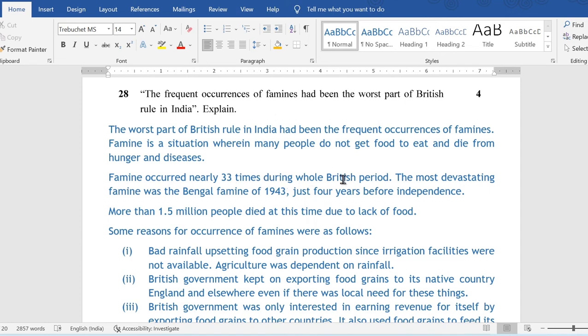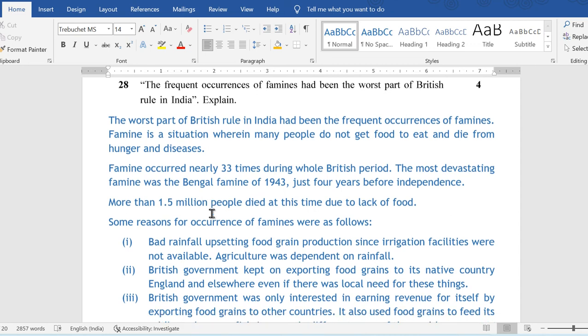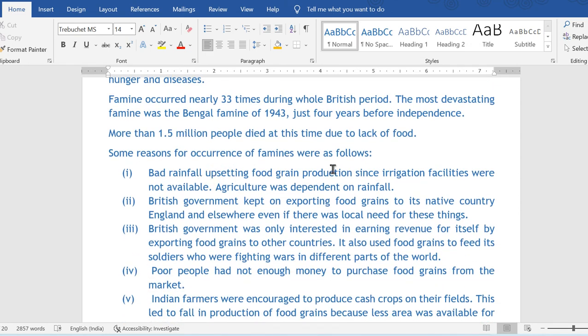During the British period, famine occurred nearly 33 times. The most devastating famine that occurred was the Bengal Famine in 1943. This was just 4 years before the independence. During the Bengal Famine, 1.5 million people died due to the lack of food. What led to this famine? Some of the reasons for the occurrence of famines were as follows.